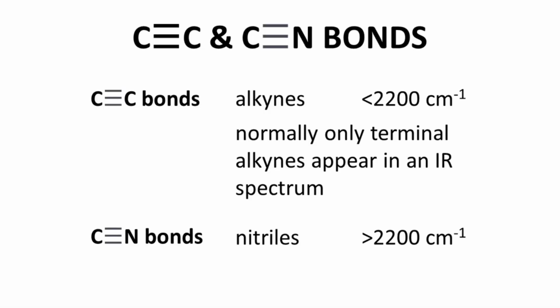There are two triple bond functional groups, alkynes and nitriles. Both of these absorbances appear in similar but distinct places. The alkyne stretch appears just below 2,200 wave numbers. Nitriles appear just beyond 2,200 wave numbers. These are weak signals, but they appear where almost no other signals appear, so they stand out and are very informative. One comment about alkynes: normally only terminal alkynes show an absorbance.